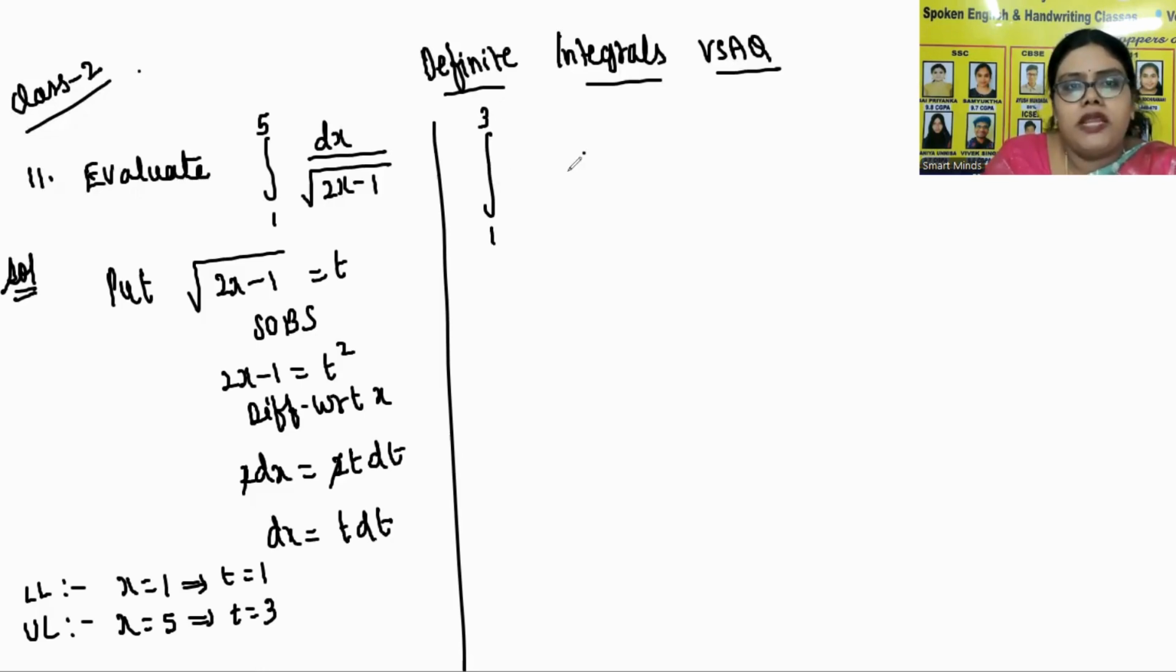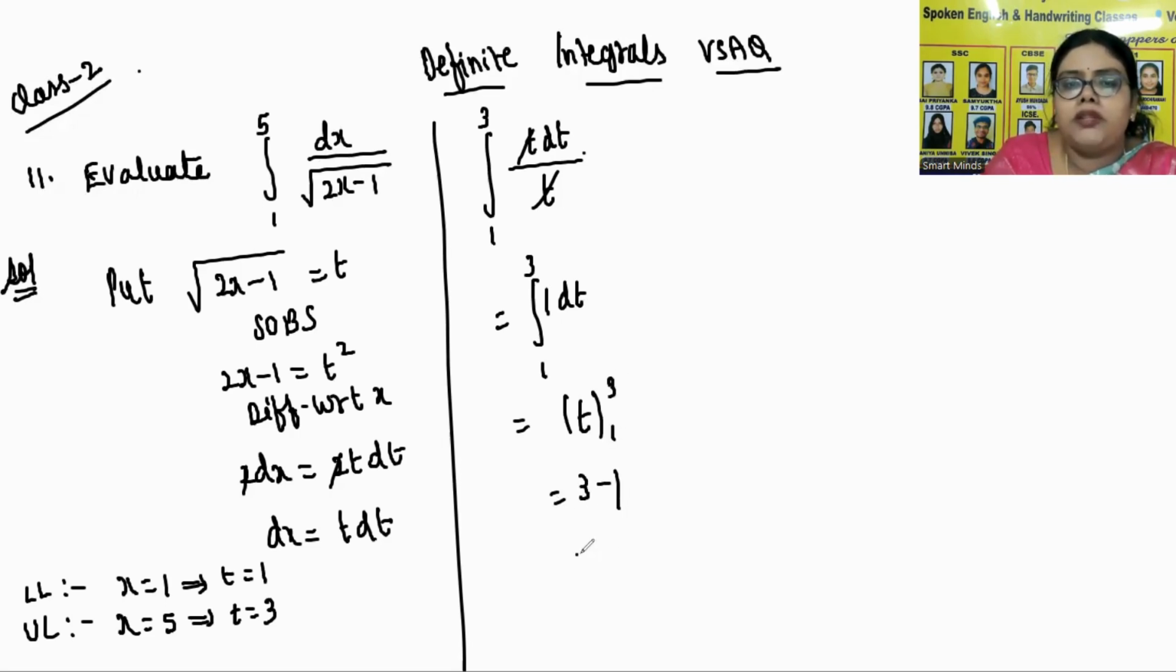And in the place of dx, we are writing t dt. So here our plan is to completely change x in terms of t. So root 2x minus 1 will become t, and over here the t's get cancelled. So we get integral 1 to 3 dt. Here you don't have anything, that means you have 1. So integral 1 dt is t. Now you apply the limits 1 to 3. Upper limit minus lower limit, that is 2. 2 is the final answer.